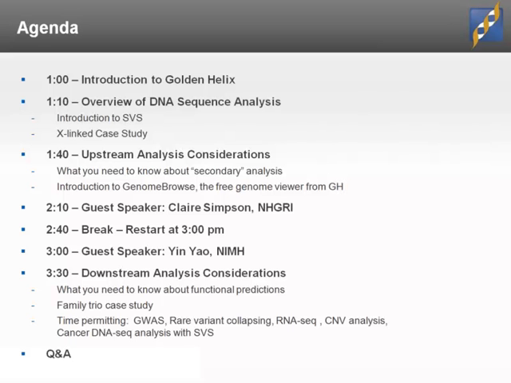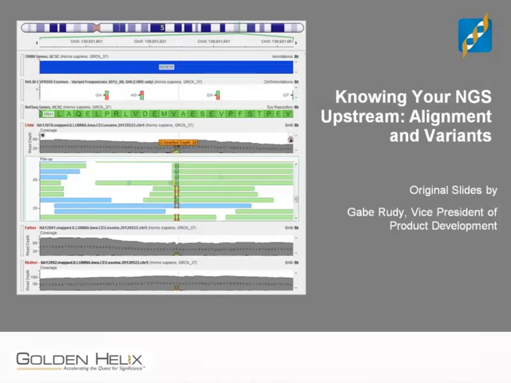I'm curious, of those of you here, how many have sequence data that they're analyzing today? About half, a little more than half. How many are expecting to get sequence data within the next 6 months to a year? Pretty much everyone else.